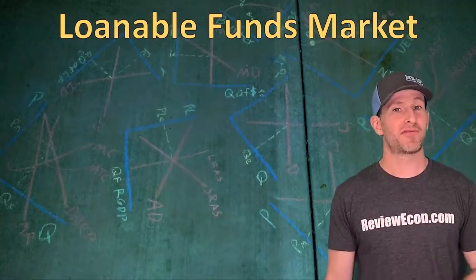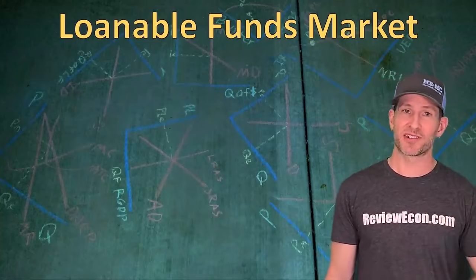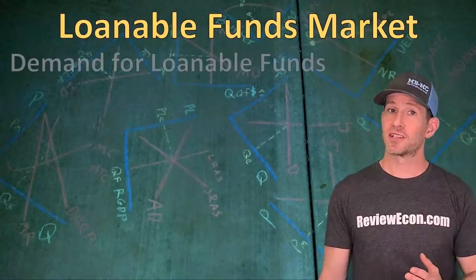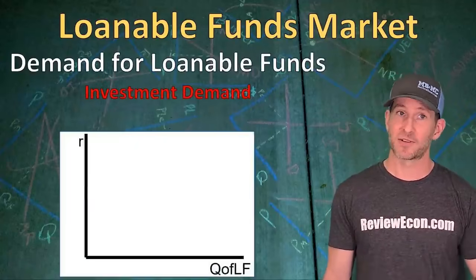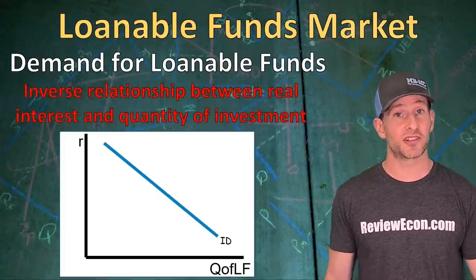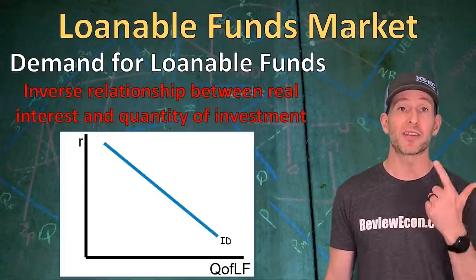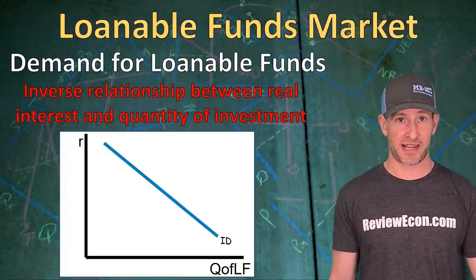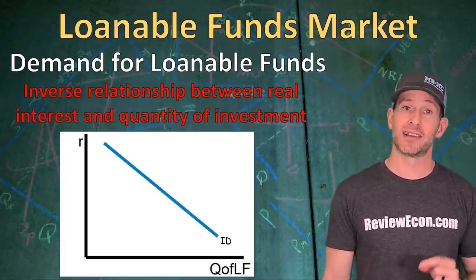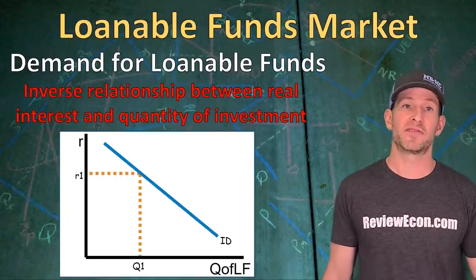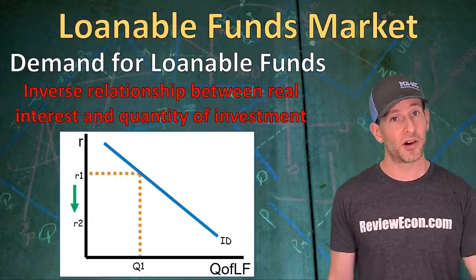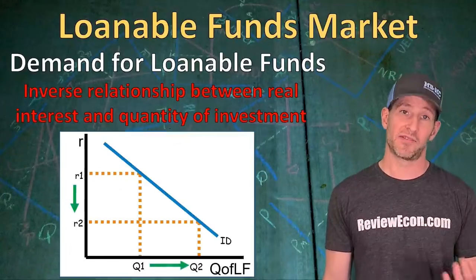Now we're on to our next graph, which is loanable funds. We have two parts again, demand and supply. First, we're going to talk about the demand for loanable funds, and that's really the investment demand. We see a downward sloping curve, which shows the inverse relationship between the real interest rate and the quantity of investment that businesses will demand. That downward sloping curve is our investment demand. At high interest rates, we see a low quantity of investment demanded by businesses, and at low interest rates, we see a higher quantity of investment demanded.